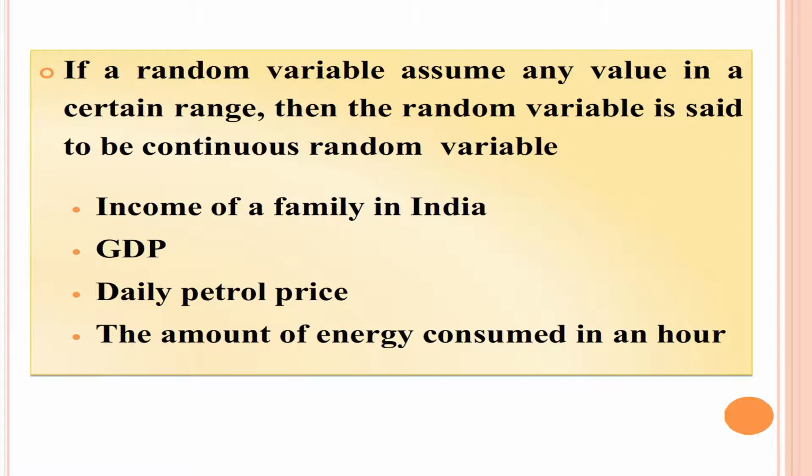On the other hand, if a random variable assumes any value in a certain range, then that random variable is said to be a continuous random variable. Income of a family, GDP, daily petrol price, and amount of energy consumed in an hour are all examples of continuous random variables, as these variables may take values in a range that may vary between 0 and a certain big number.